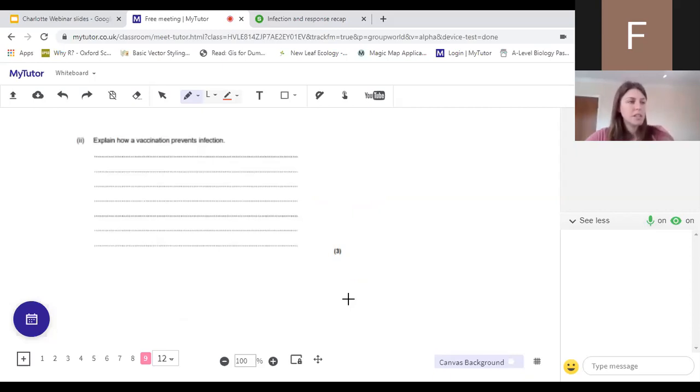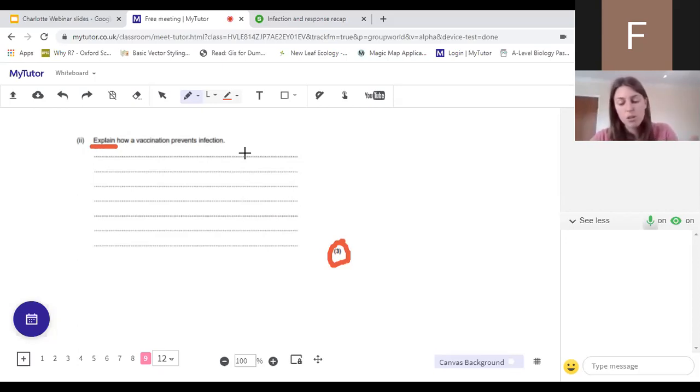Okay. Here's a good 3-mark question to put into practice what we were talking about, putting knowledge into an organised answer. We've got 3 marks here. Explain how a vaccination prevents infection. So we've underlined explain there because that's our command word here, and explain means that you do need to give a more detailed answer. They want to know how a vaccination prevents infection.